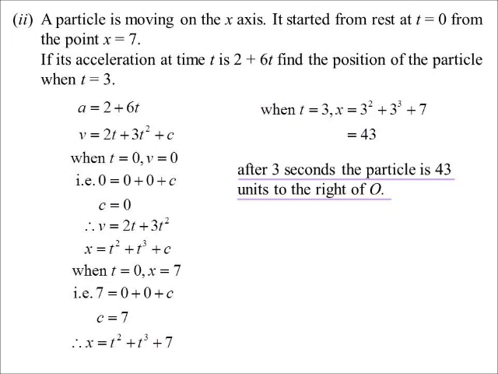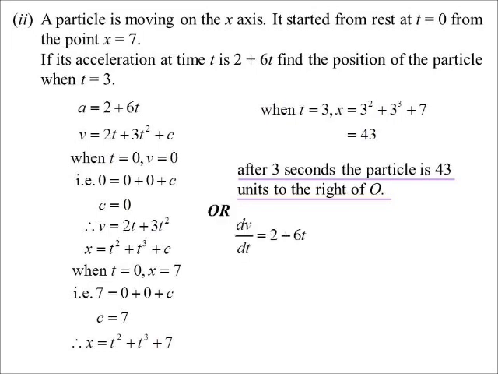However you want to write the answer. I mean, some people just simply say when t equals 3, x is 43. Some people like to interpret the problem and say, oh, look, after 3 seconds, the particle's at x equals 43. I tend to go, well, 43 units to the right of the origin. It doesn't really matter, as long as you explain your answer.